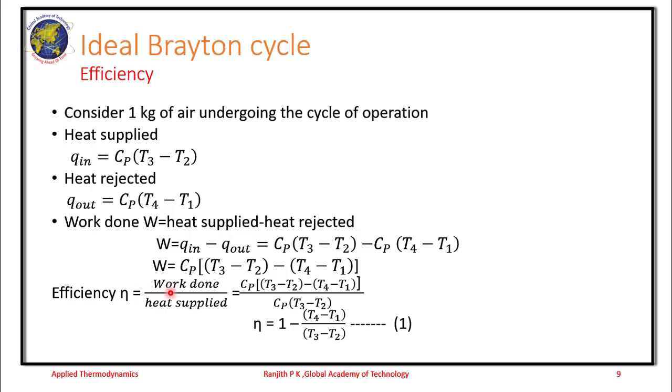The efficiency is written as work done by heat supplied, which is Cp into [(T3 minus T2) minus (T4 minus T1)] divided by Cp into (T3 minus T2). On simplification, we obtain the intermediate expression as 1 minus (T4 minus T1) divided by (T3 minus T2). Let us call this equation 1.